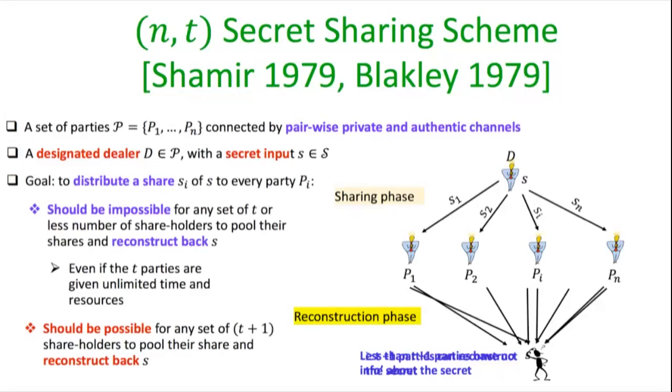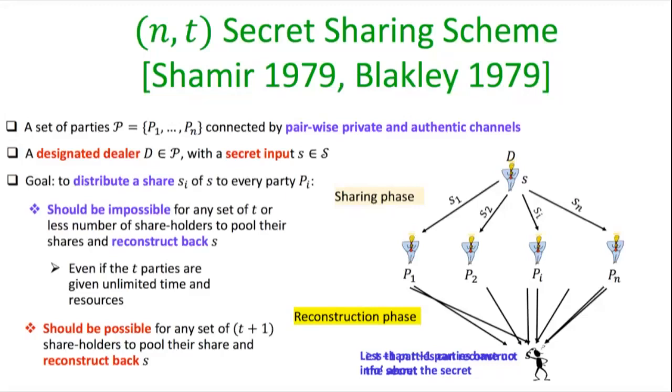The problem is as follows. You have a set of parties. I assume there are N parties, which I denote by P1 to Pn. And you have a special entity among these parties called a dealer. You have a dealer D at the top who has some secret value, secret data S. It could be a bit, a password, or a long file. I abstract it and say that he has a secret input S from a secret space, the set of all possible secrets, which I denote by this calligraphic set S.